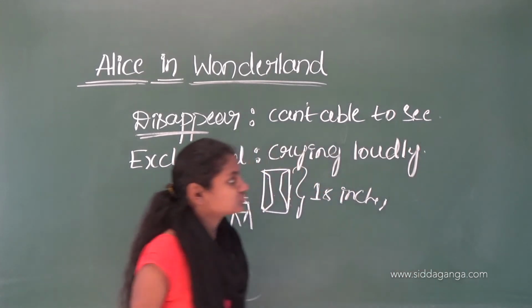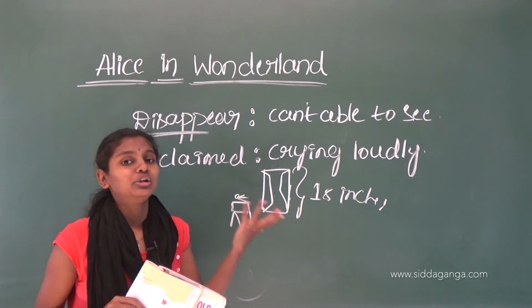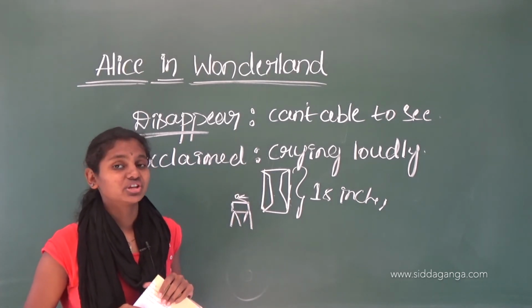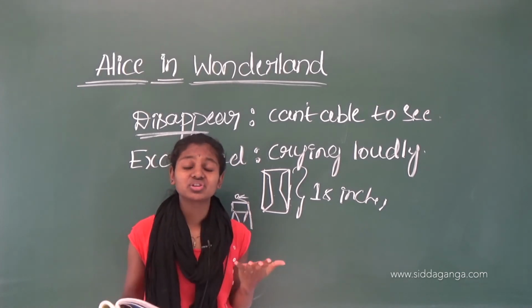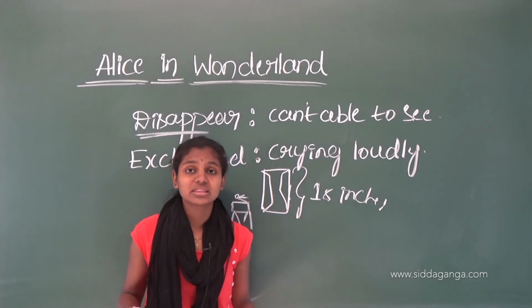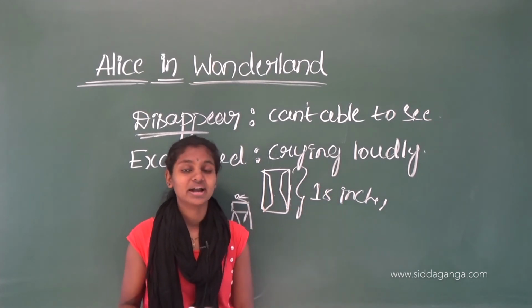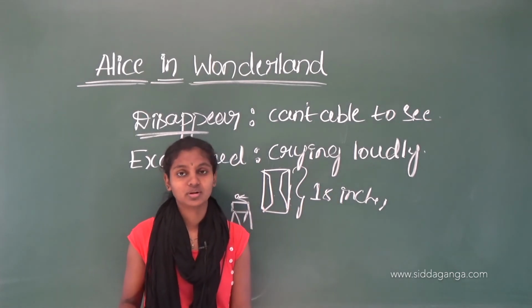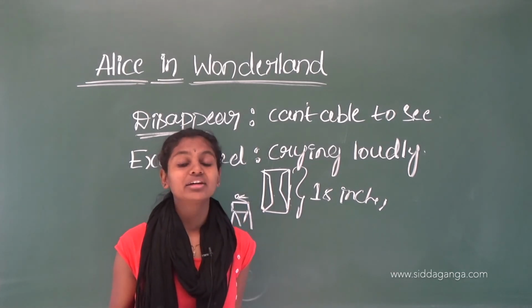So she is in pain because she can't look at that garden. So she is very depressed. So she says, oh, how I wish I could become smaller like a rabbit, so that I could go to that garden and enjoy the environment there. So like this, Alice is wishing.